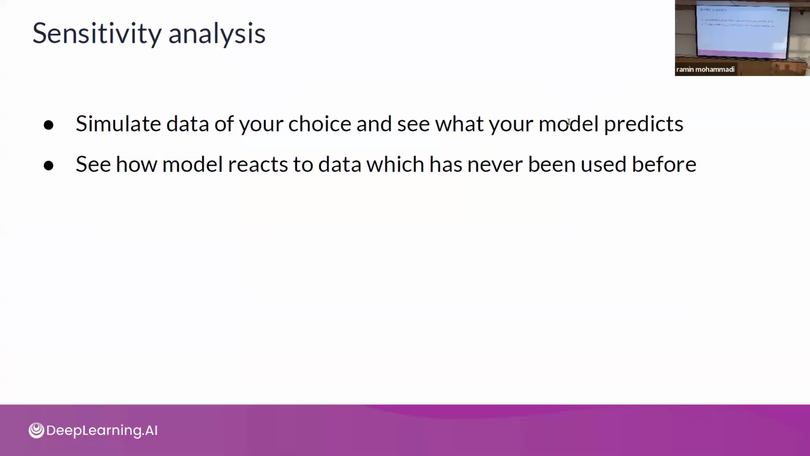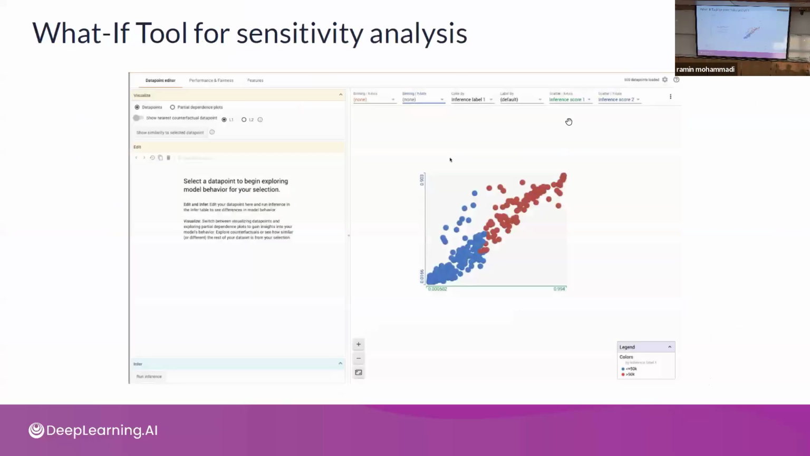When it comes to sensitivity analysis, the first thing you can do is create simulation data, some data similar to what you have, and pass it to your model to see what will happen to the result. You can pass data that your model hasn't seen before and see what happens. So that becomes a way of doing sensitivity analysis. There's a tool called What If. I don't know by whom; I wonder if it's Google also. What If is a pretty cool tool to play with.